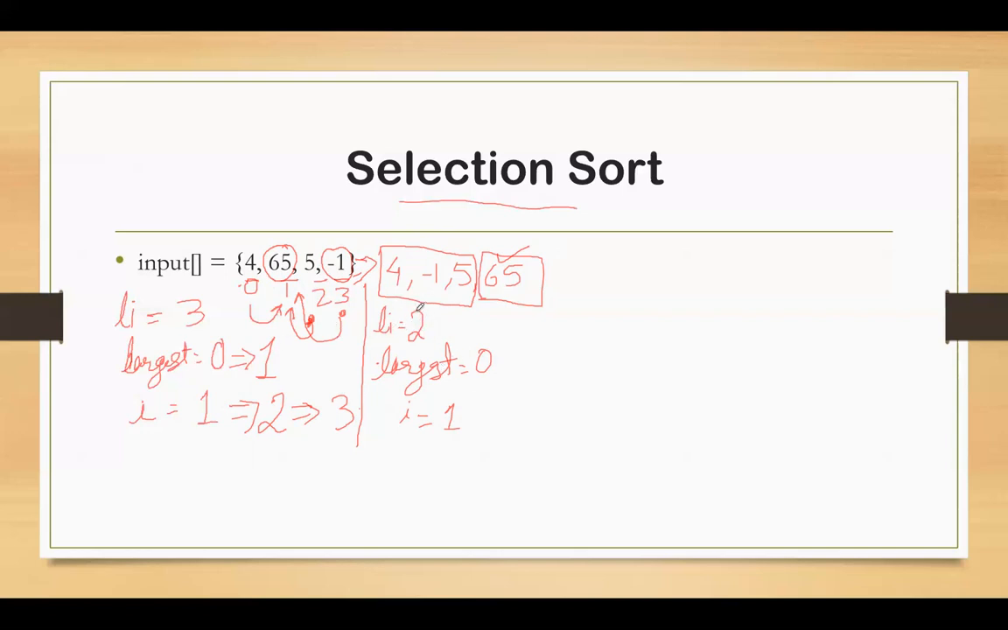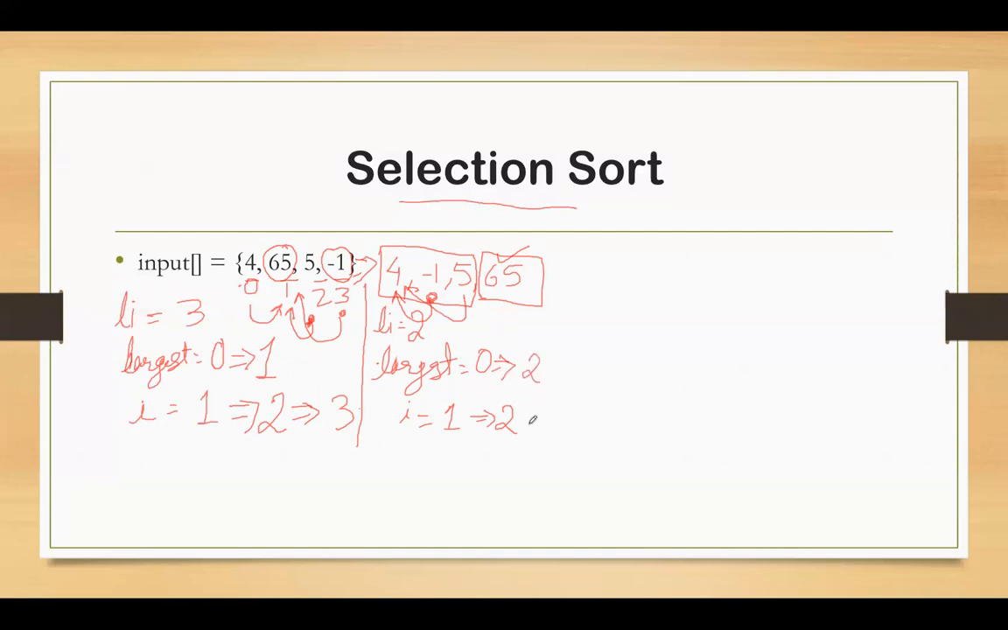Now again, we will compare the ith element with the largest indexed element, which is minus 1 compared with 4. And since minus 1 is less than 4, we will leave the largest at 0 and increment I by 1, which will make it 2. Then compare the second index with the one at the largest. In this case, the ith element is greater than the largest. So we'll assign largest to the I index, which is 2.